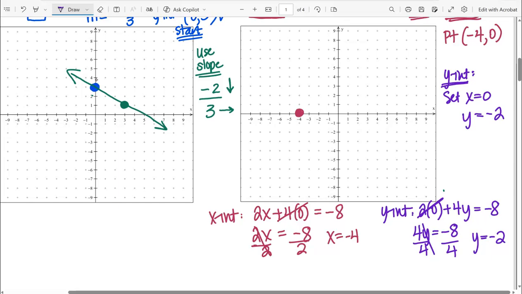So you have to remember that those two values went together. The x that we forced to be 0 and the y coordinate we found to be -2. So 0, -2 gives me a second point on the line.